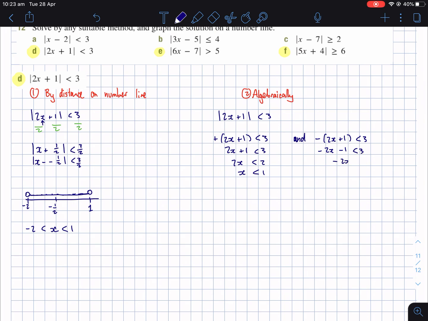So negative 2x is less than, plus 1 is 4. So x is greater than negative 2. Which means x is less than 1 and it's greater than negative 2. And we wanted to sketch it on a number line. So here we've got negative 2 and 1. So it's in between these.